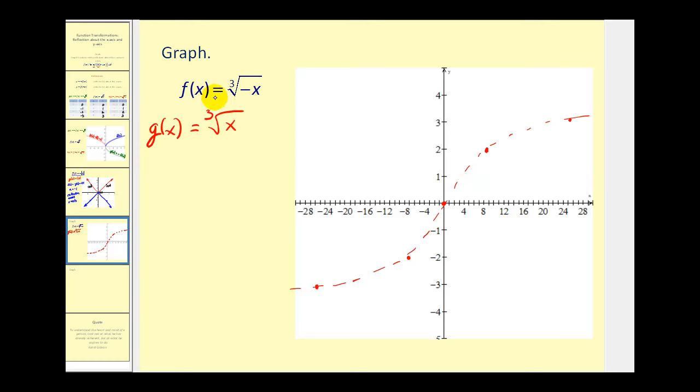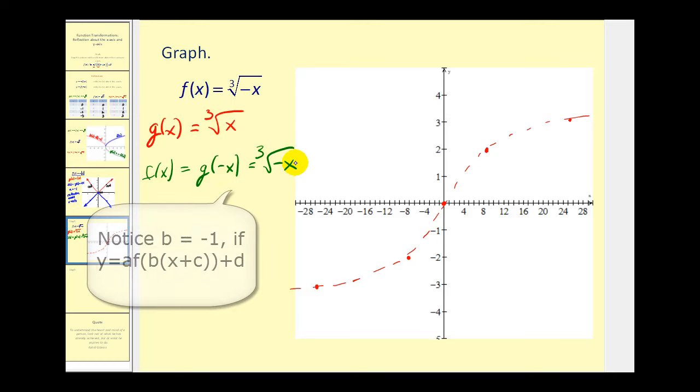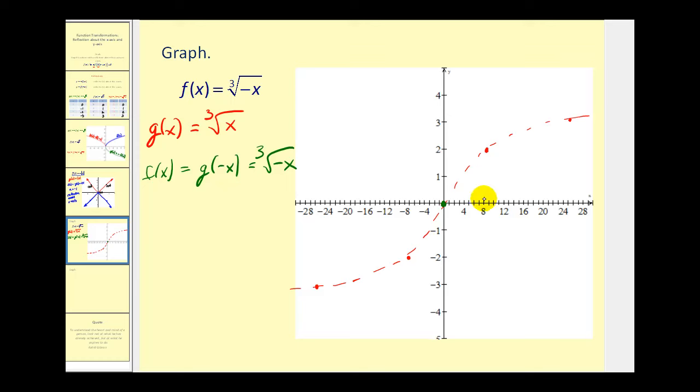But we want to graph f of x equals the cube root of negative x. So f of x is equal to g of negative x, which is equal to the cube root of negative x. Here, notice we're changing the sign of the input, or every x-coordinate. So let's go ahead and just replot these points by changing the x-coordinates. We still have 0, 0. And then instead of 8, 2, we'll have negative 8, 2. Instead of 27, 3, we'll have negative 27, 3. And instead of negative 8, negative 2, we'll have positive 8, negative 2. And lastly, instead of negative 27, negative 3, we'll have positive 27, negative 3.